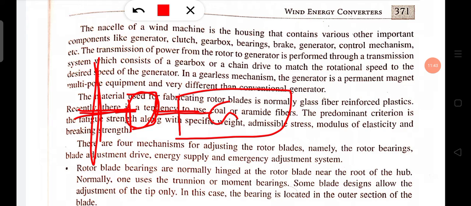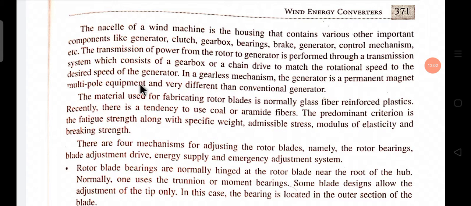Now without a gearbox, the shaft of the rotor is connected with a chain to a generator, to match the speed of the generator. Now in a gearless mechanism, the generator is a permanent magnet multipole equipment that is very different from the conventional generator.